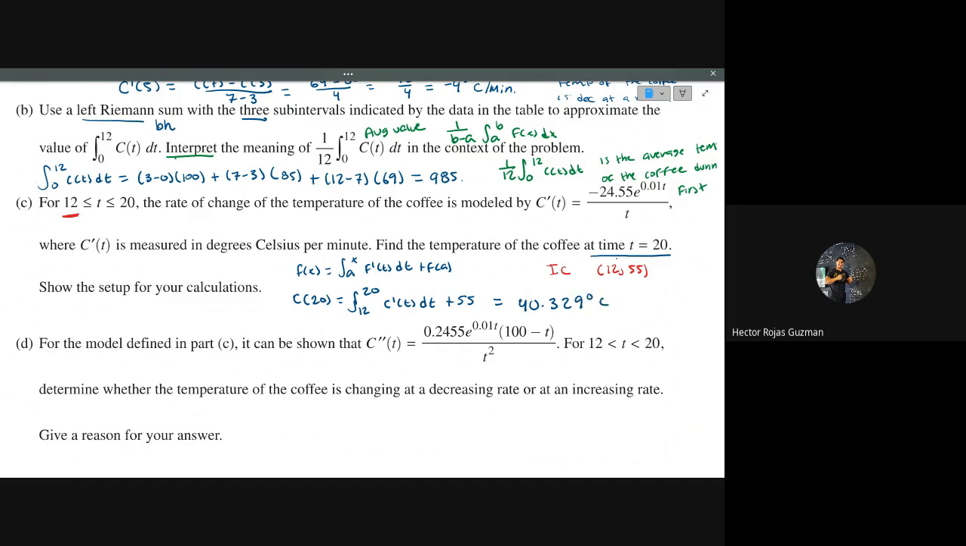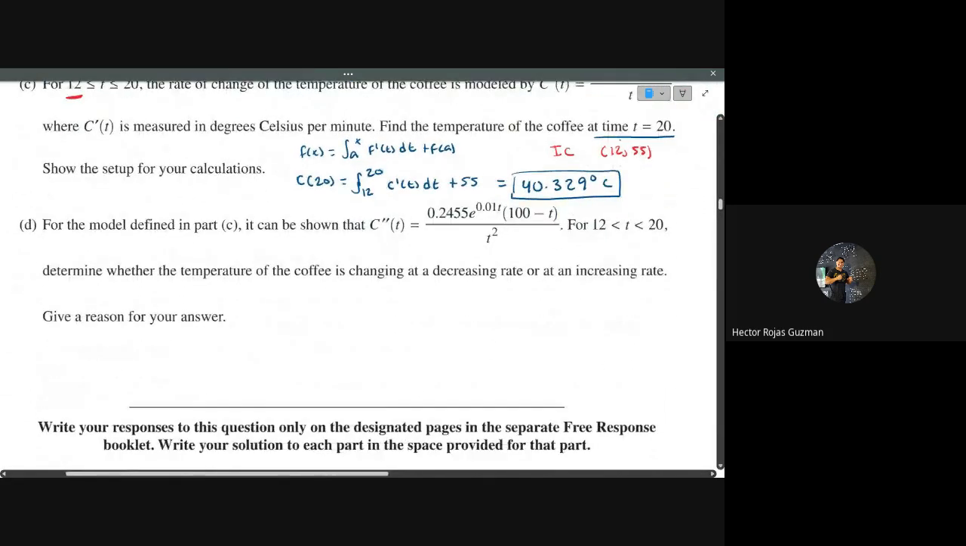There we go. Plug that into the calculator, and that gives us 40.329 degrees Celsius. And again, I would recommend for you to make a sentence, not just give the number and move on. But because this is a video, I'll just get to the next question.